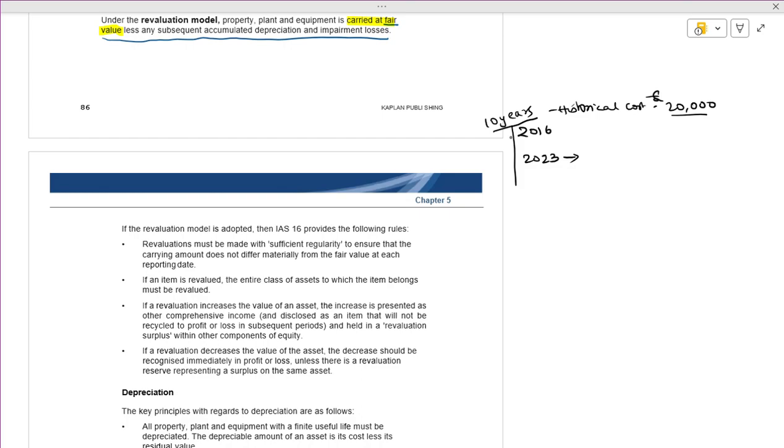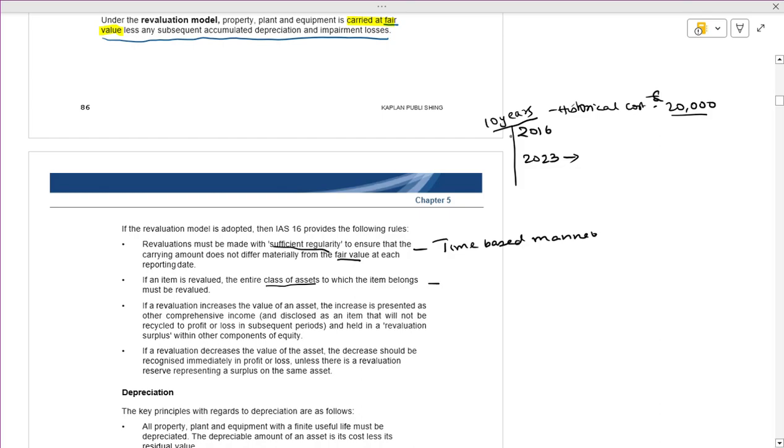Revaluation has very specific conditions. Revaluation should be made with regularity, to ensure that the carrying amount does not differ materially from the fair value. That means at each reporting date, annually. Regularity means annually, in a time-based manner. That's very important.